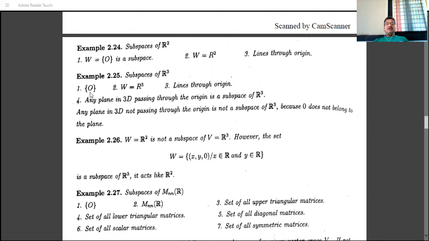Subspaces of R3: singleton 0 and R3 are the trivial subspaces of R3. Every vector space is a subspace of itself, so R3 is a subspace of itself. Singleton 0 is a subspace, and lines through the origin are also subspaces of R3. Any plane in three dimensions passing through the origin is a subspace of R3.